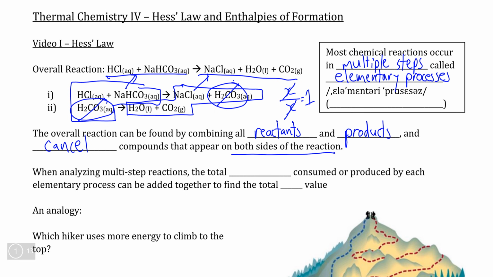Now, this process does not just apply with the matter component of a reaction, it also applies to the energy component as well. If we add the chemicals in both equations together, we also need to add the energy term as well. And if we add the two delta H values from each of our elementary processes together, that allows us to calculate the total delta H value of the reaction.